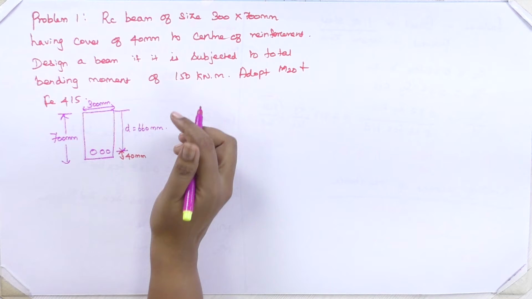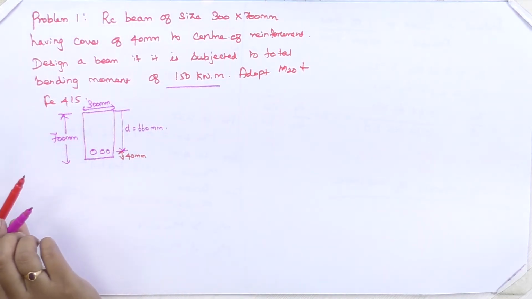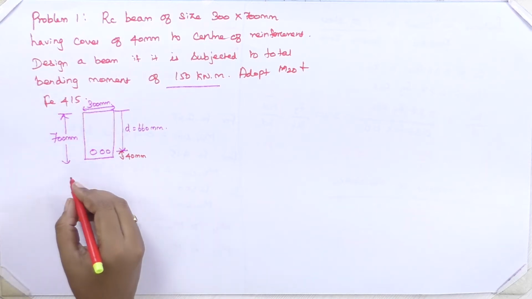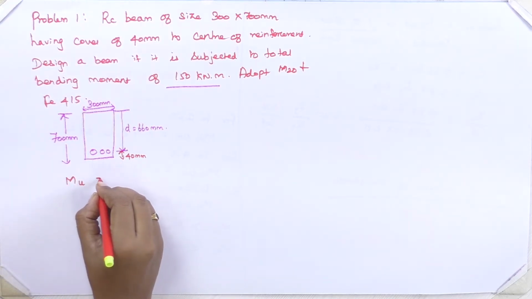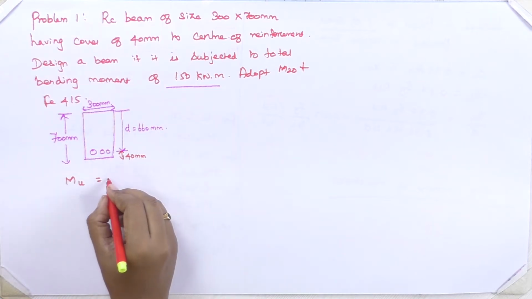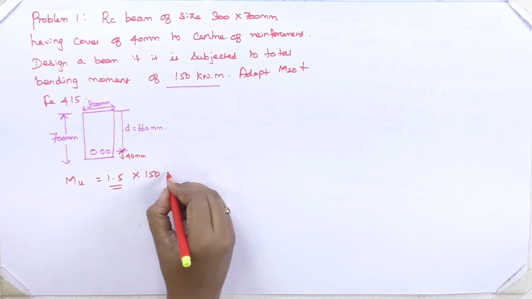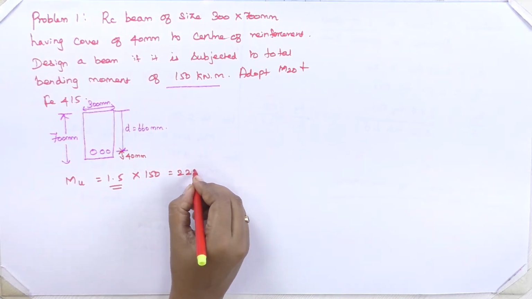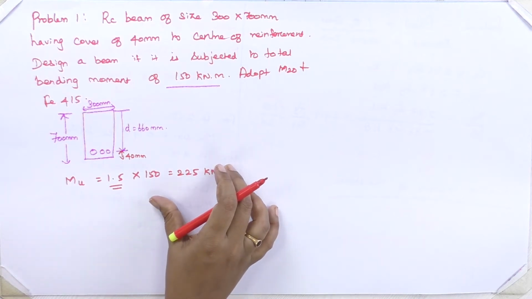First thing, they have given you the moment value, that is your bending moment value. You need Mu, the ultimate load, which should be multiplied by the factor of safety, 1.5 into 150. So you will get 225 kilonewton meter. Okay, this was the first step.